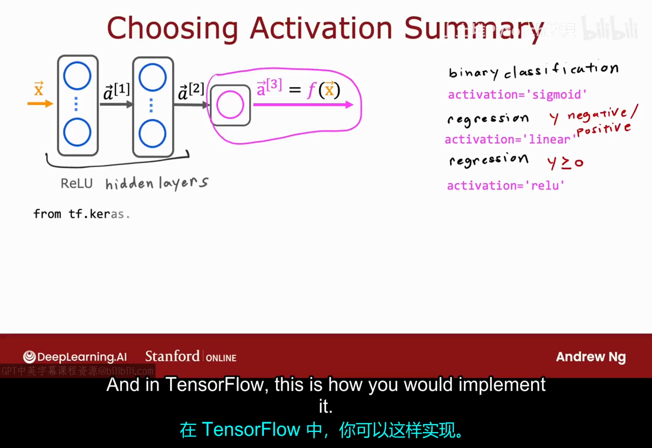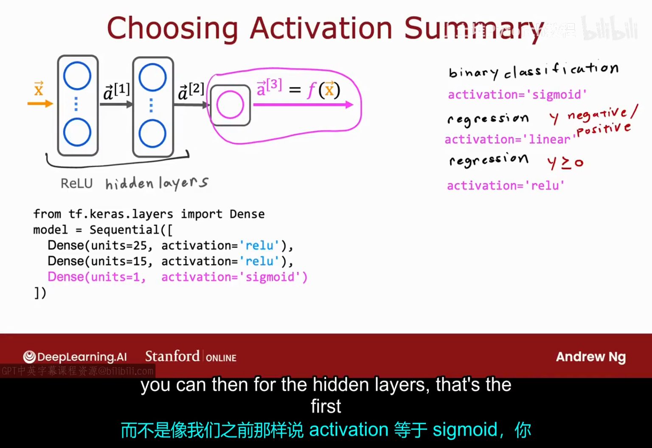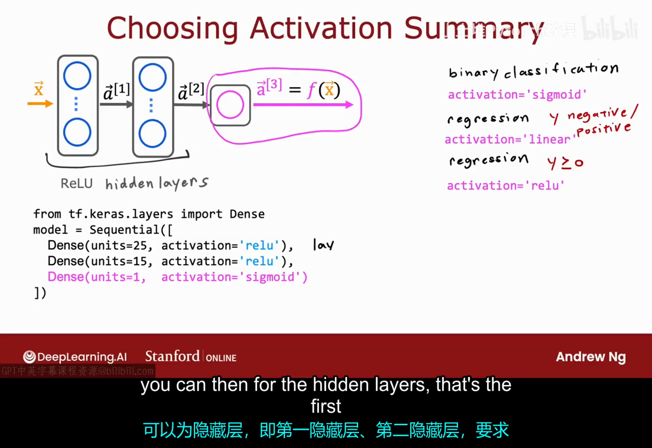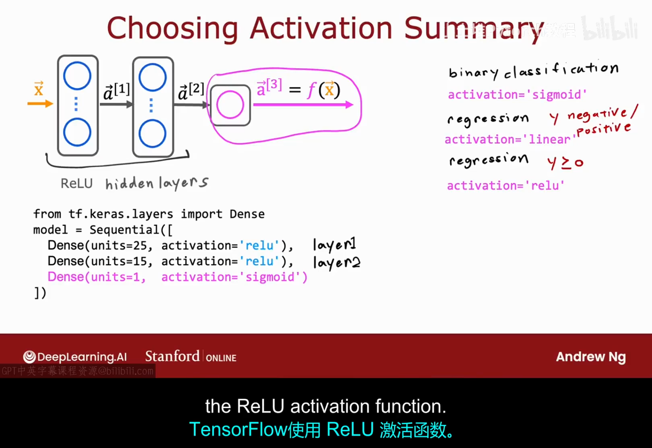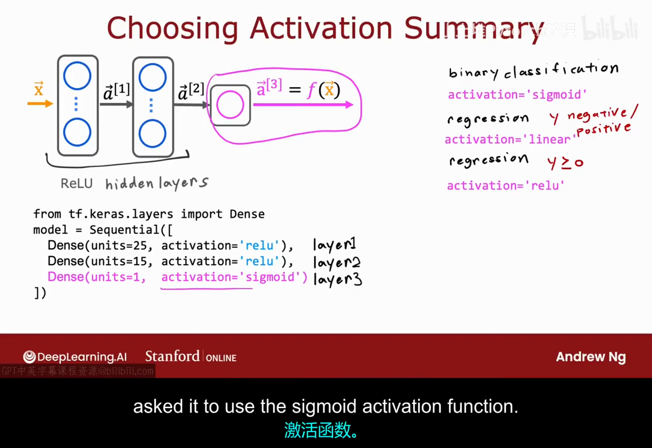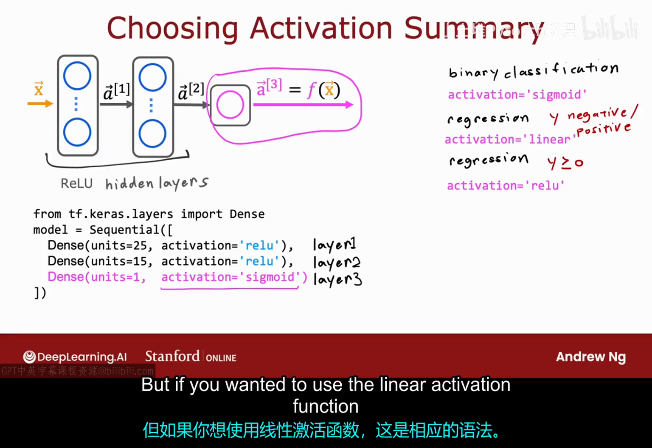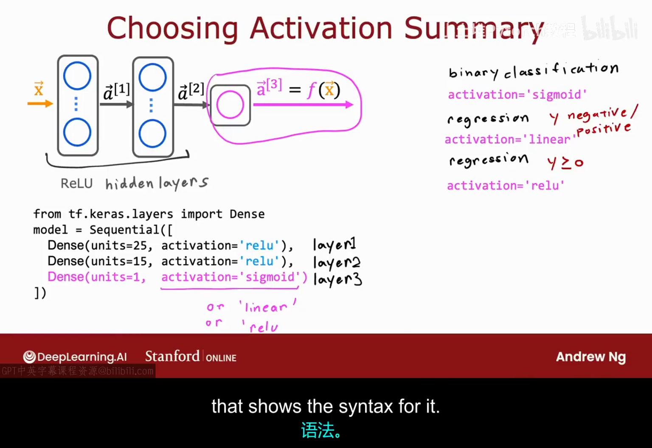And in TensorFlow, this is how you would implement it. Rather than saying activation equals sigmoid as we had previously, for the hidden layers, the first hidden layer and the second hidden layer, you ask TensorFlow to use the ReLU activation function. And then for the output layer, in this example, I've asked it to use the sigmoid activation function. But if you want it to use the linear activation function instead, that's the syntax for it. Or if you wanted to use the ReLU activation function, that shows the syntax for it.